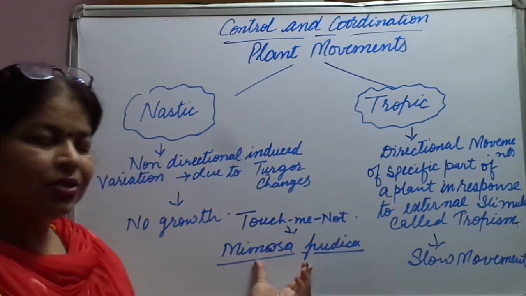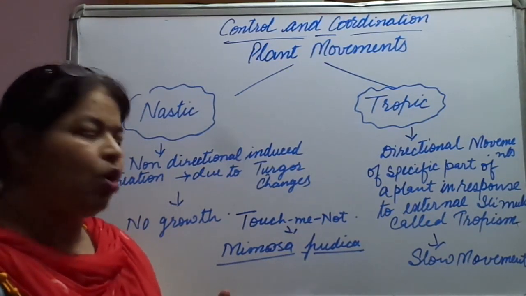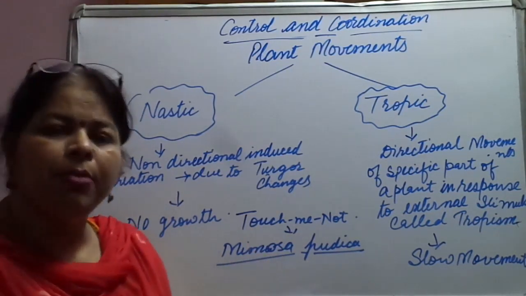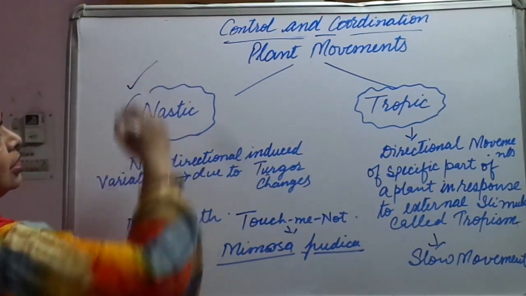Underline it. In this way we write the scientific names. So what is the scientific name of the touch-me-not plant? It is Mimosa pudica. So this was about the nastic movements.